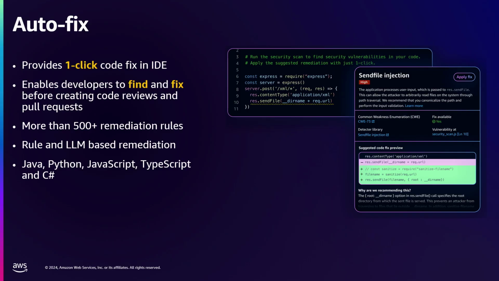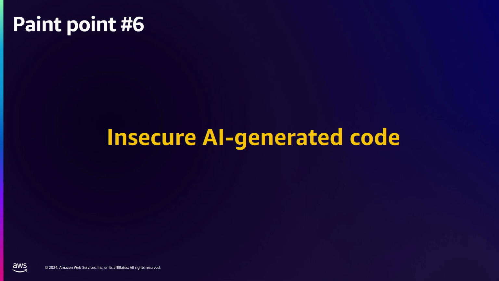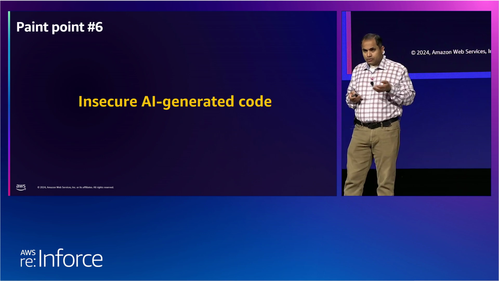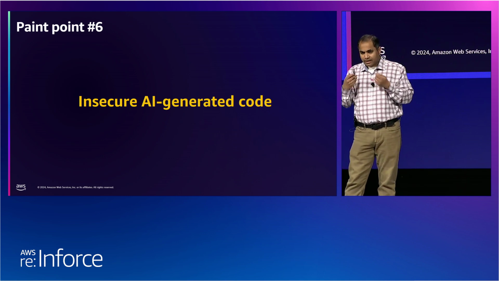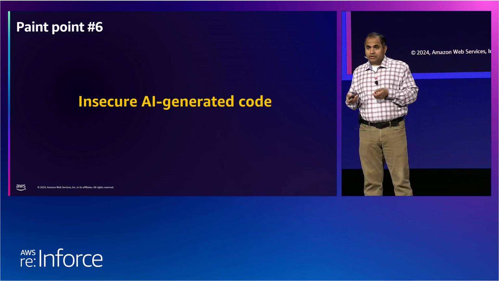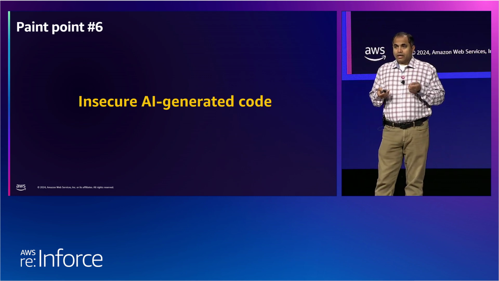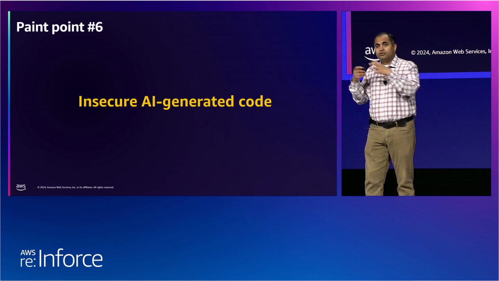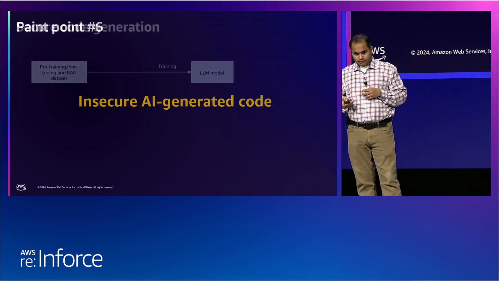Today we support the auto fix feature for 5 programming languages, and by the end of this year we are planning to extend it to all the languages for which we support detection. The last pain point is insecure code generated by the AI. Like I talked about, developers are relying on AI tools. AI is helping as a coding companion and generating a lot of code, but many times AI can hallucinate and it can generate insecure code. Now developers have an additional burden where they have to make sure that the code which they are writing is secure, but also the code which the AI is generating is secure.